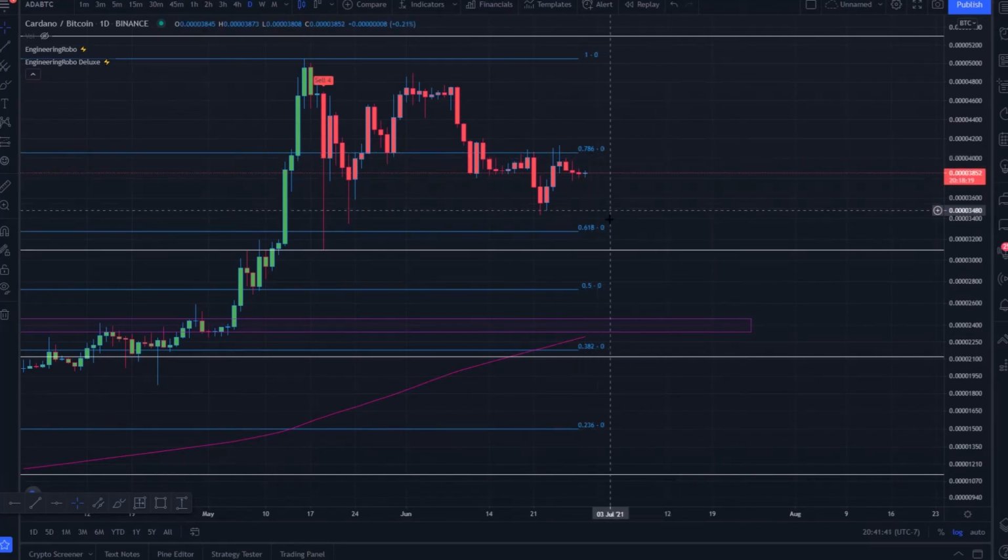Rejection off of that level could send us down to that 0.618 line, all the way down to 32.74 Satoshi, or my support at 30.97 Satoshi. Below that is a 0.5 line, which is a more bearish target if we fail to hold either of those levels.